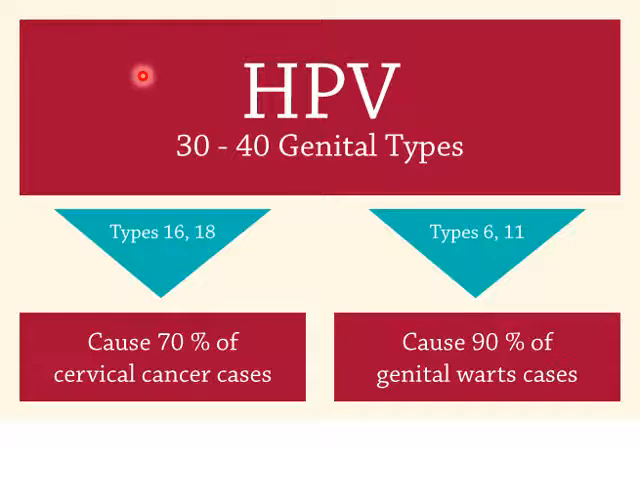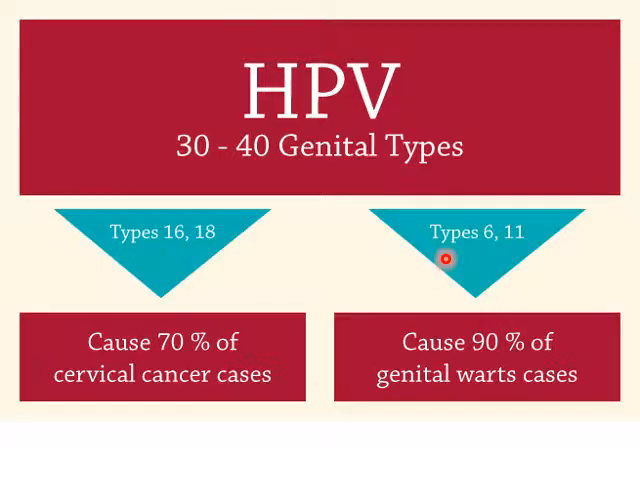There are more than 100 types of human papillomavirus which are recognized based on their DNA sequences. Out of these, 30 to 40 are the genital types, and amongst these, types 16 and 18 are known to cause squamous cell carcinoma of the cervix. They are known to cause 70% of cervical cancer cases.